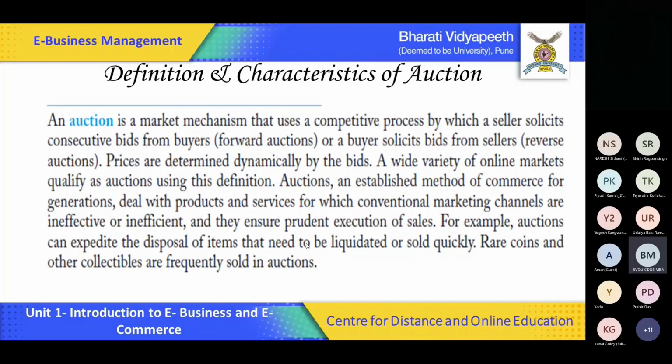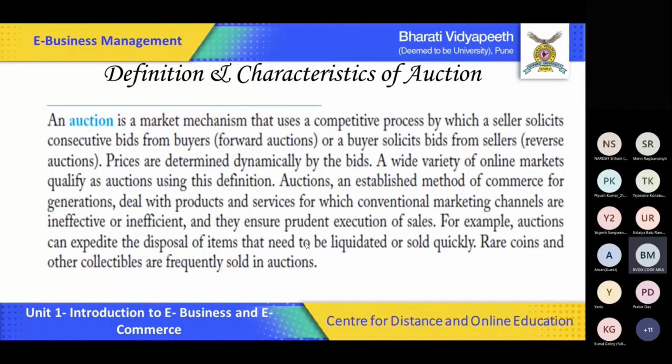In simple words, what happens? If a seller wants to sell something, the seller is looking for bids from the buyers. A buyer will make a bid saying, I will pay this much. This is known as a forward auction. Or a buyer will ask for bids from sellers. Many sellers will be available, then they will make bids to the buyer, and this is known as a reverse auction.